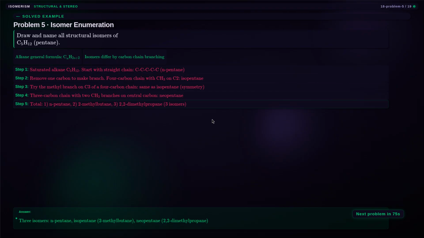Step 4. Now use a 3-carbon chain with 2 CH3 branches on the central carbon. This is neopentane, also called 2,2-dimethylpropane. Step 5. Total of 3 isomers. Number 1, n-pentane. Number 2, 2-methylbutane or isopentane. Number 3, 2,2-dimethylpropane or neopentane. Answer. 3 isomers. n-pentane, isopentane, and neopentane.